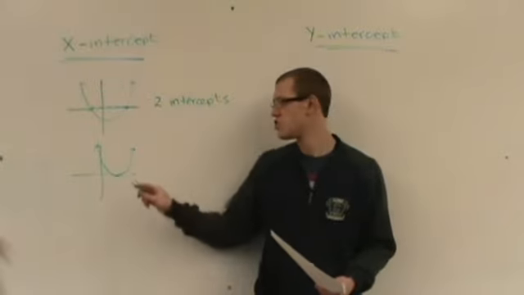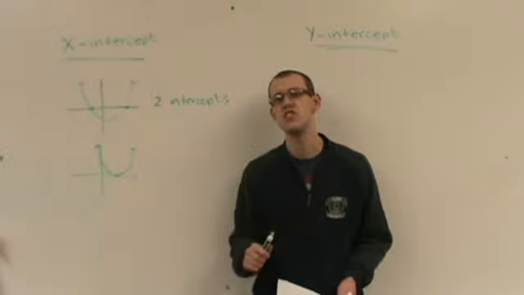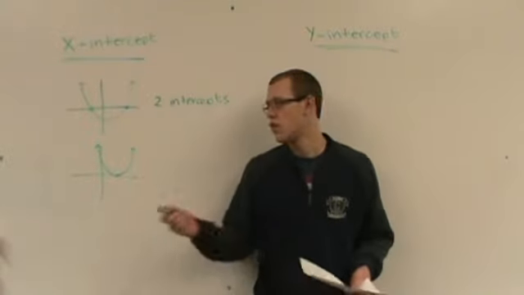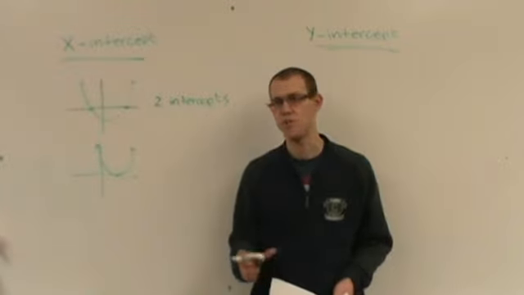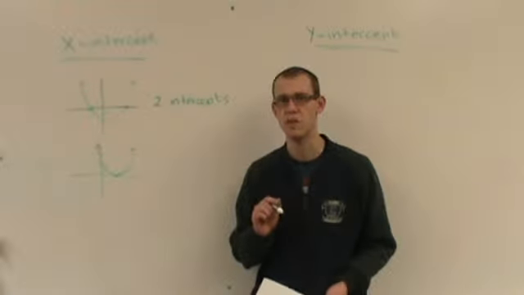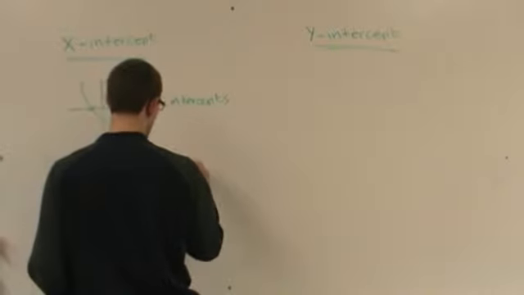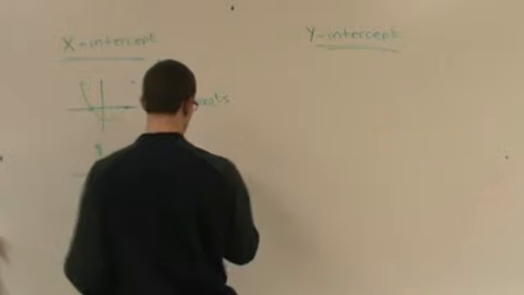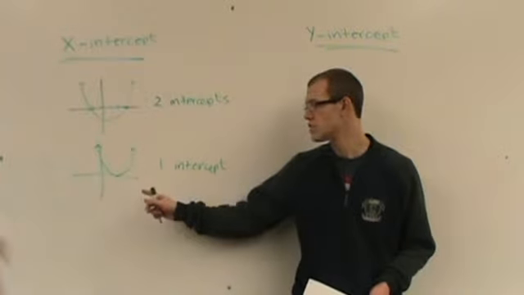Here, the graph is just touching the x-axis. We say this is still intercepting it. So the graph is crossing the x-axis. So here's another intercept, but there's only one x-intercept this time. One intercept. Okay?